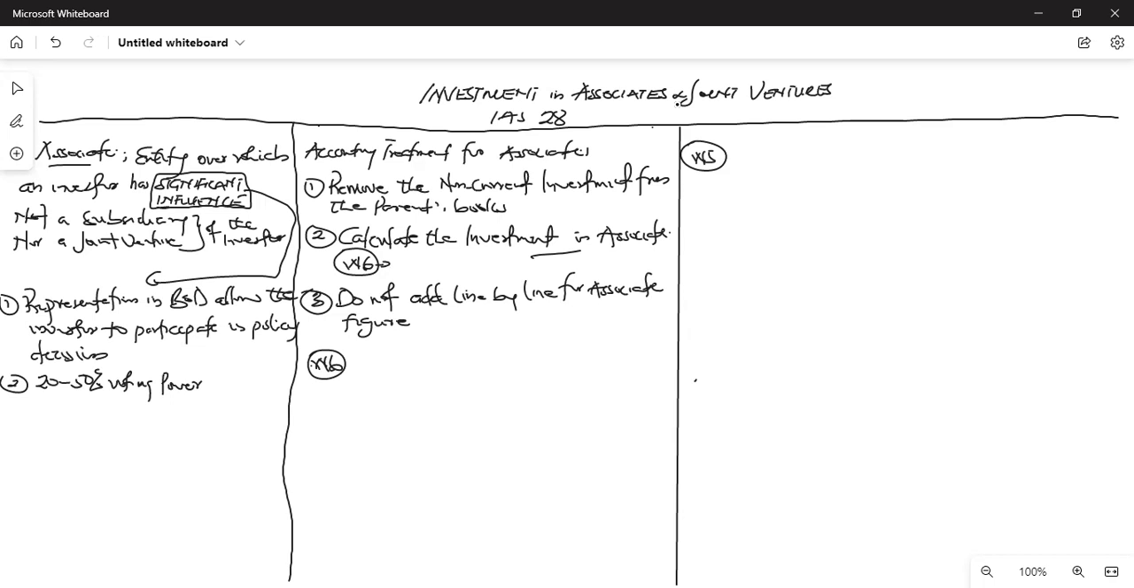In the SOFP, I gave it to you. In the P&L, I gave it to you. It will also change here. That workings 4, you have to do 1, and that will be the only working that you do for the associate when you are doing P&L. All right, so that is that.